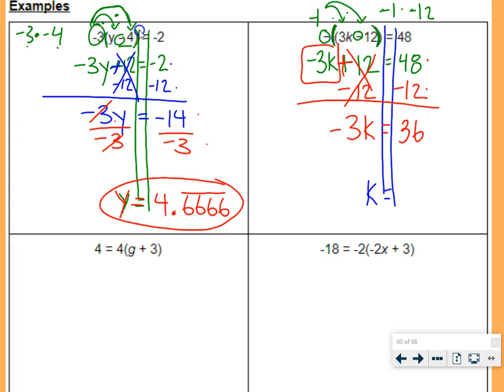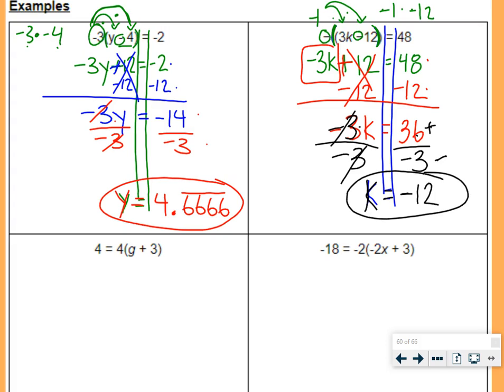K is still not by itself yet. We still have this negative 3 that's being multiplied by k, so we're going to undo that multiplication with some division. Divide by negative 3 on both sides. Here our negative 3's cross out, leaving us with just k equals 36 divided by negative 3. Positive divided by a negative is a negative, and then 36 divided by 3 is 12.